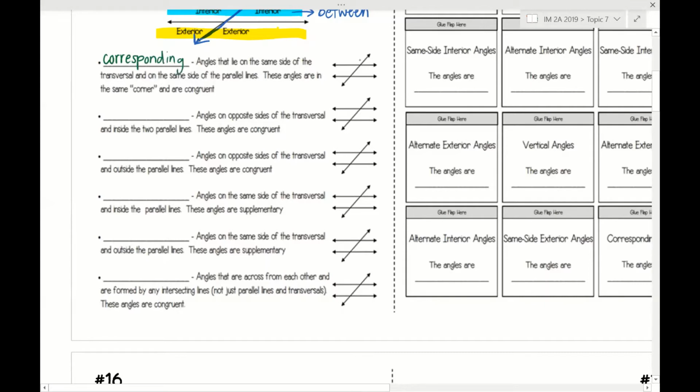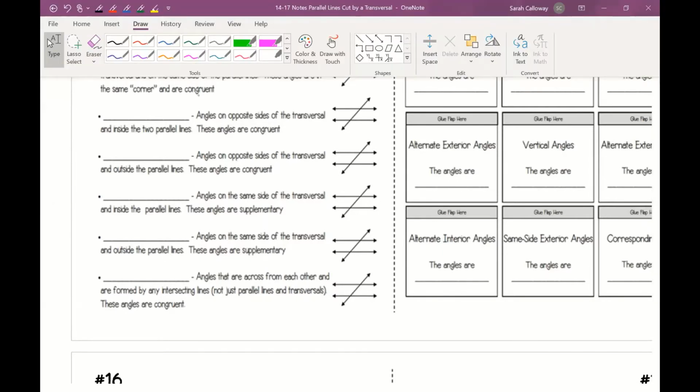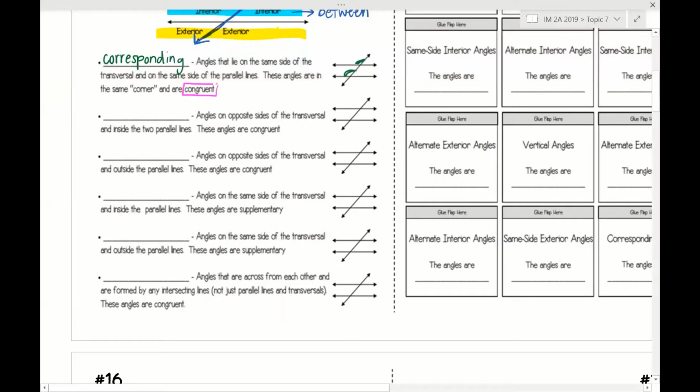So an example of corresponding angles would be this angle in the top left on this parallel line, and then this angle on the top left of that parallel line. So that would be one pair of corresponding angles. There's actually 4 different pairs of corresponding angles on any given diagram like this. These types of angles are congruent angles. So if I have a pair of corresponding angles, that tells me that they have the same measure.